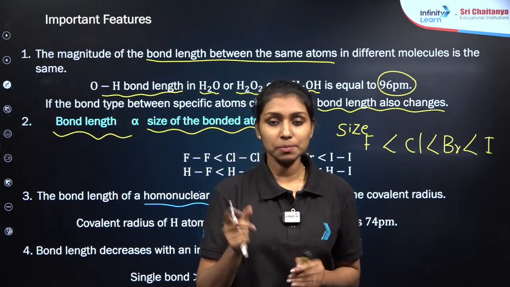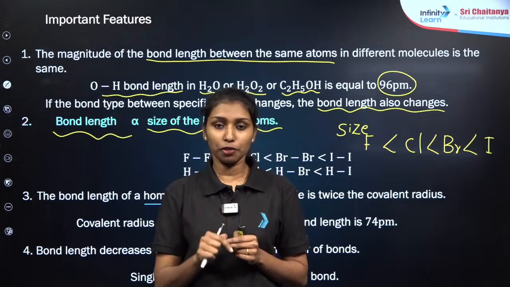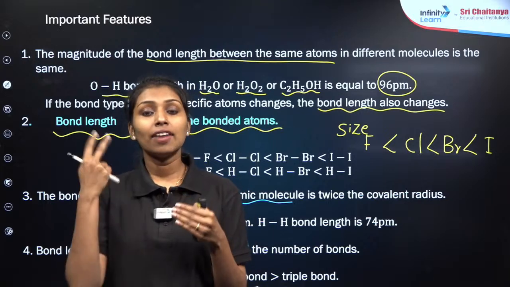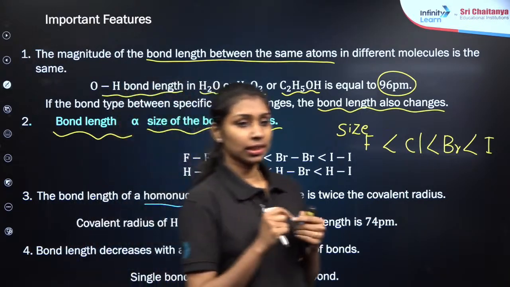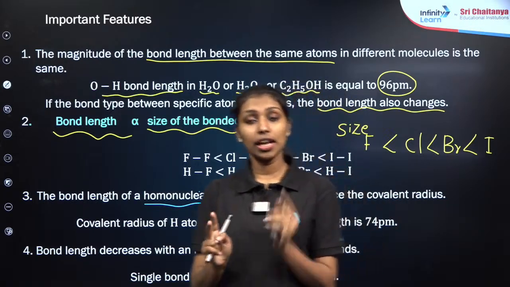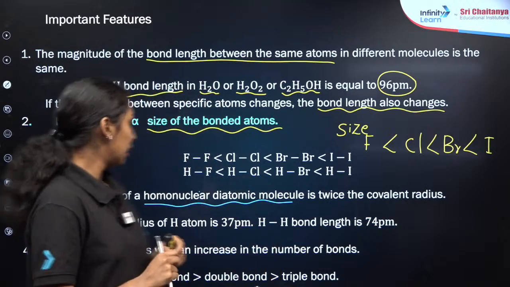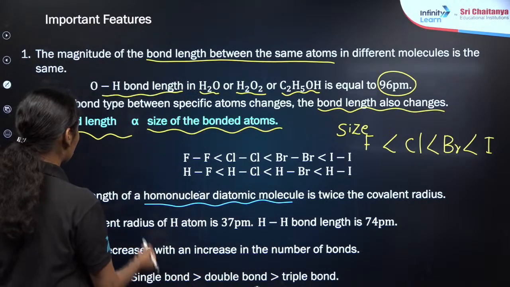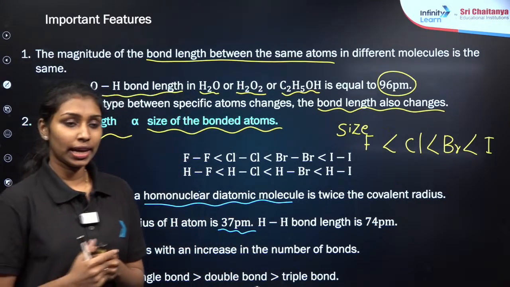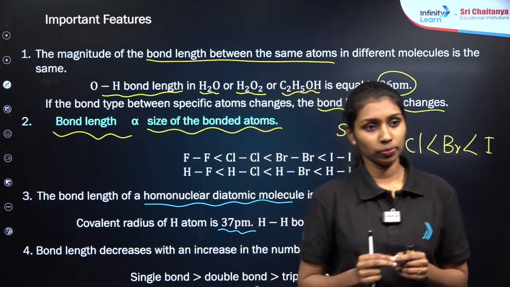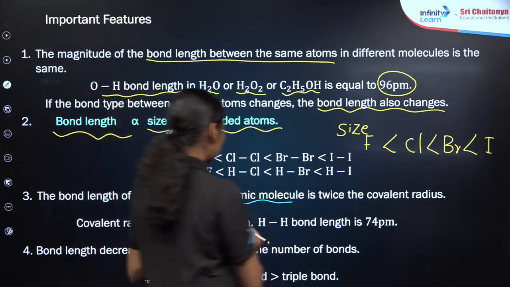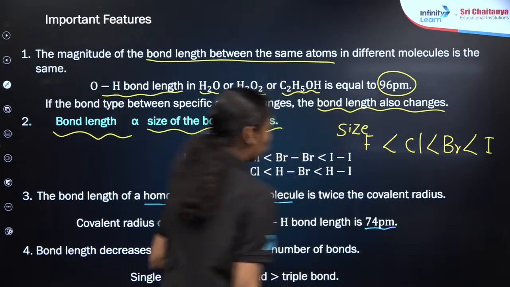If I am taking an AB molecule, the covalent radius of A plus the covalent radius of B is equal to the bond length. So, for a homodiatomic molecule like hydrogen, what will be the bond length? We are just adding the covalent radius of one hydrogen plus that of another hydrogen, which means twice the covalent radius of hydrogen. For example, if the hydrogen atom has a covalent radius of 37 picometer, what will be the bond length of the hydrogen molecule H2? Double: 37 into 2 is equal to 74 picometer.